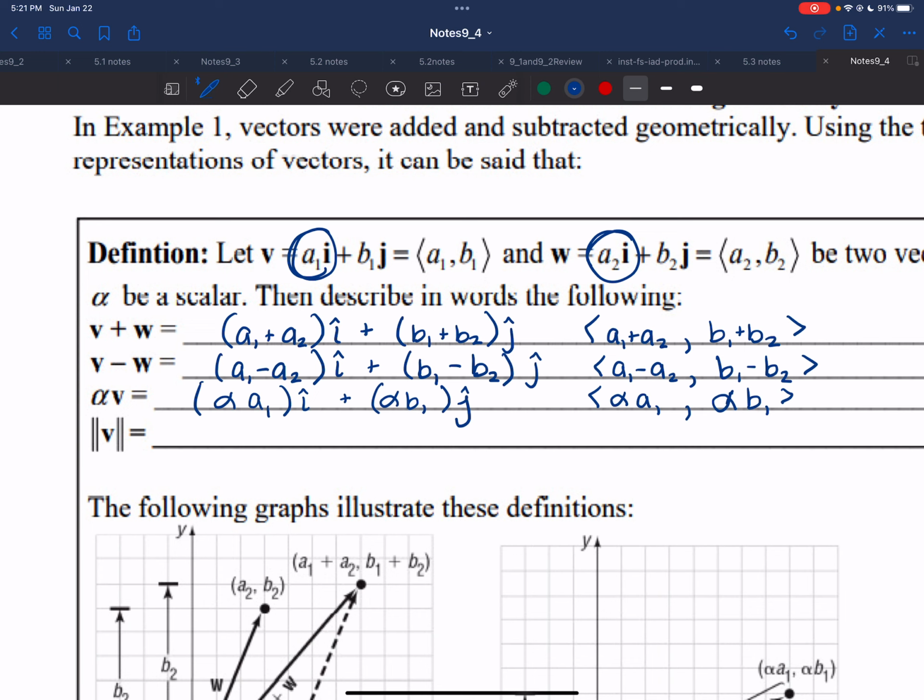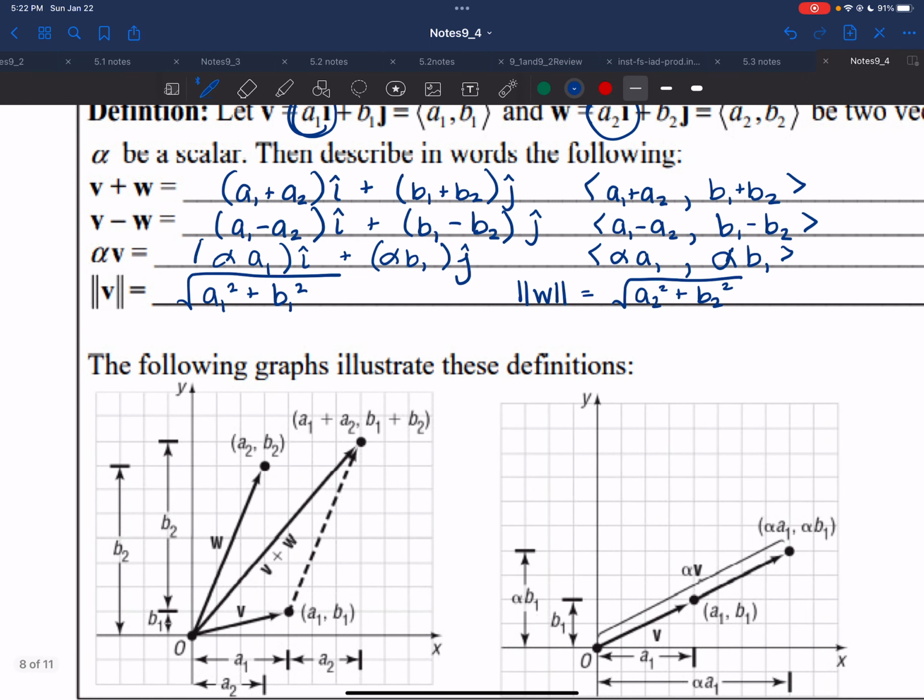Okay. Now, the magnitude of our vector v is going to end up being the square root of a1 squared plus b1 squared. And if we wanted to find the magnitude of w, that would be equal to the square root of a2 squared plus b2 squared. Okay, so just like how we did finding our resultant vector or finding the r value, same thing.